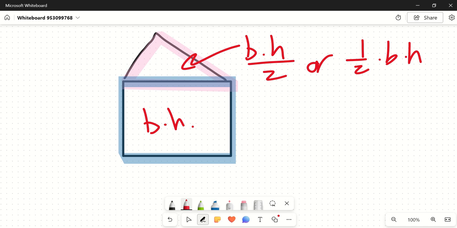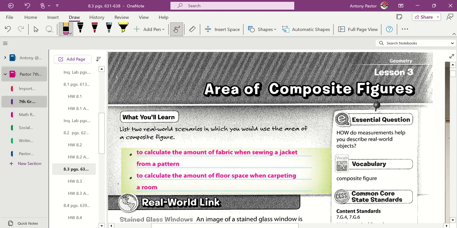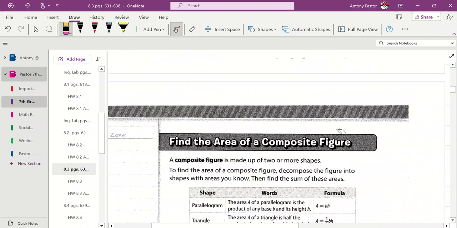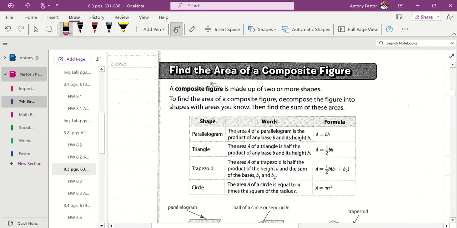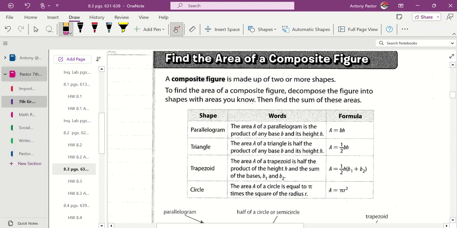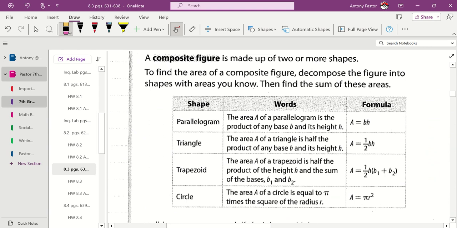Again, a composite figure is a figure made up of two or more shapes. When I'm done teaching the lesson, if you look at your OneNote, you will see here there's the definition, and these are the formulas you're going to want to get to. There's one formula that I did not go over yet, and that's trapezoid, but I'll get there.